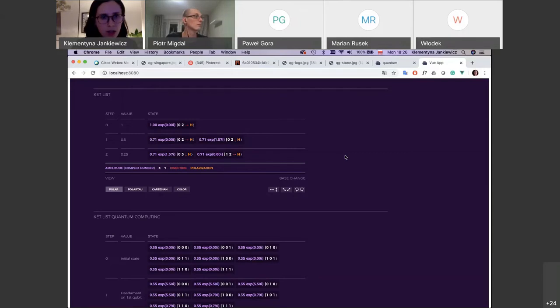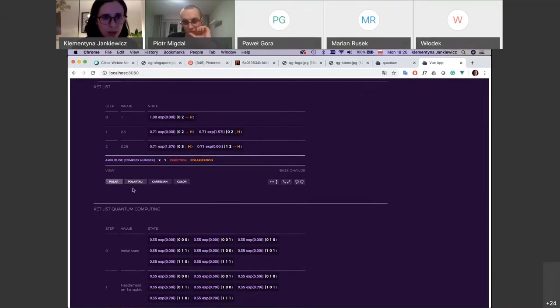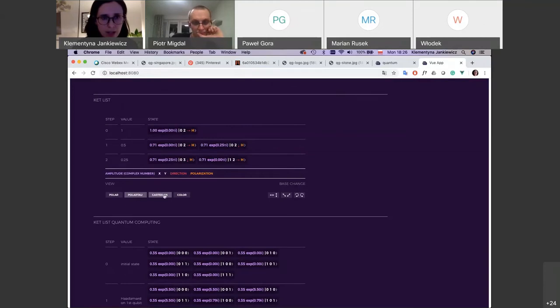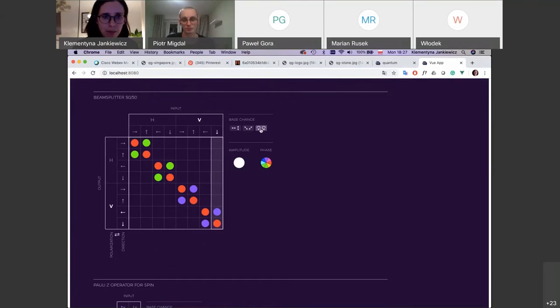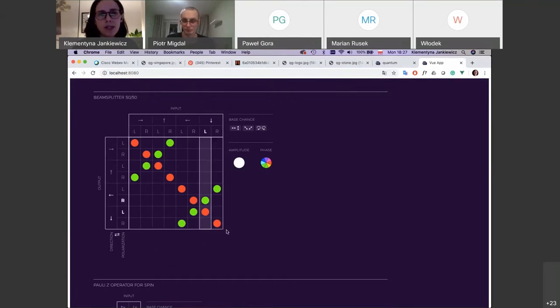Here are some examples of the interactive viewers with, for example, ket vectors that can be viewed in different ways, and also matrices, for anyone who's interested in quantum physics, quantum computing, and knows a bit more about it. This can be very useful, and because it's interactive, we also think it's more useful than the typical tools. So I think design-wise, these were the most important things for us. Piotr, if you want to continue.